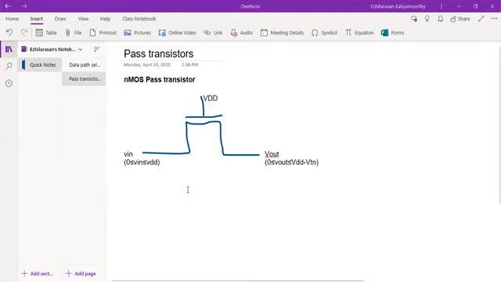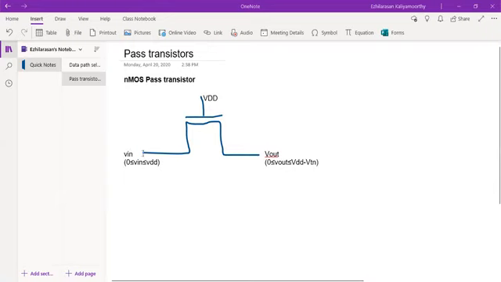Today, we'll study the pass transistor characteristics. The pass transistor is classified into two different types: one is NMOS and the other is PMOS. The NMOS switch or PMOS switch, we can say. This is one simple NMOS.